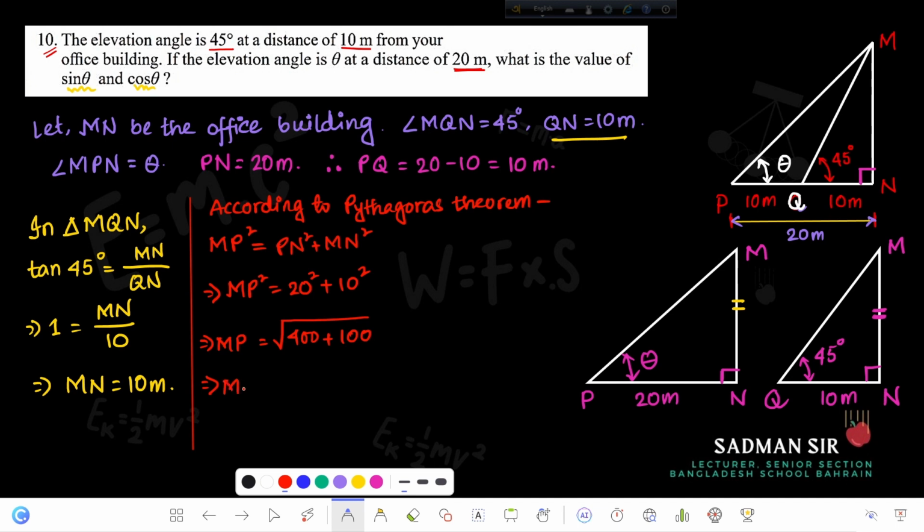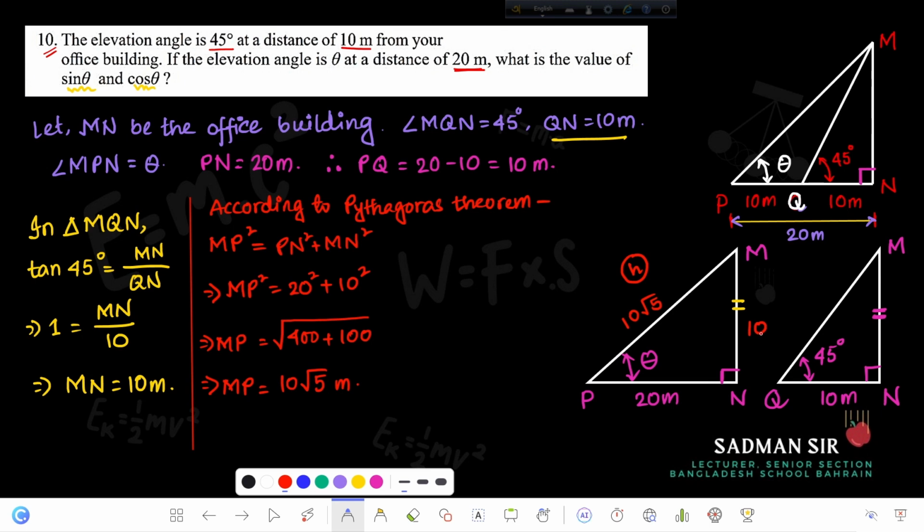So from here we can find out the hypotenuse to be, if you do the calculation, I think 10 root 5. You can do the calculation and check if I got the correct value. Okay, so that is 10 root 5 meter. Now we know the value of opposite, hypotenuse, adjacent, everything. For our convenience we may write this value in the figure itself. So this is MP, 10 root 5, and we know that this is the hypotenuse. And the value of MN, it is 10.